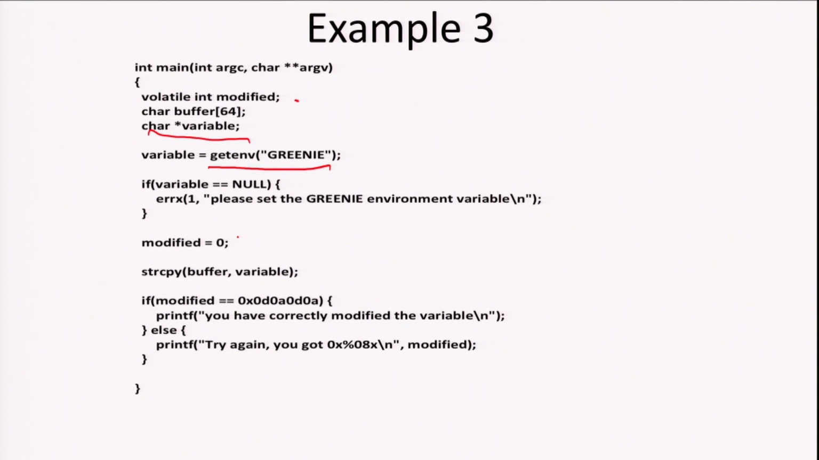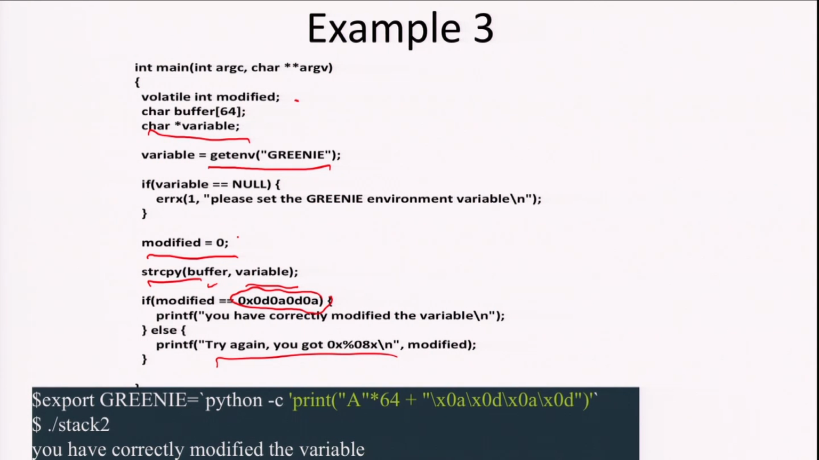But if it does have some value, then variable should have gotten a pointer to the string, that is, the value of greeny. Then we assign 0 to modified, we do a string copy of this variable, which is a string, onto the buffer, and then we check if modified has gotten this specific value, and if it does, then we say that we have successfully modified the variable modified, otherwise we have not succeeded. So let's see what we'll do to get this working.